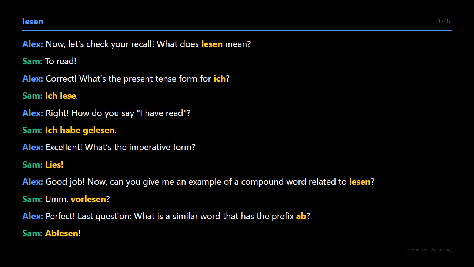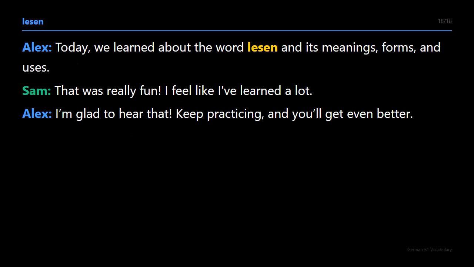You got it. Today, we learned about the word lesen and its meanings, forms, and uses. That was really fun. I feel like I've learned a lot. I'm glad to hear that. Keep practicing, and you'll get even better.